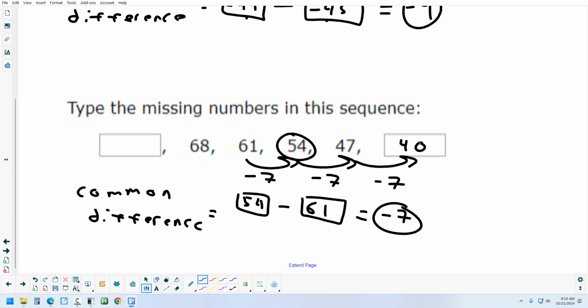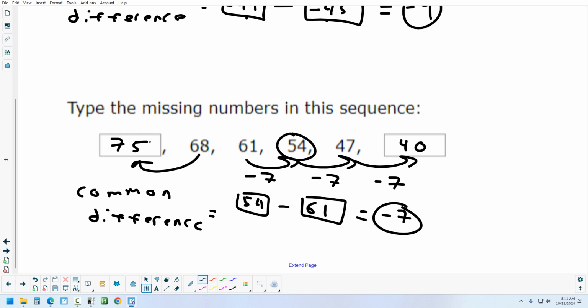But they also want me to work my way back to the left one time. So how am I going to work my way the other way? You're going to add 7. I'm going to add 7. So if I take 68 and I add 7, what do I get? Yep, you get 75. Okay. Any question on that?